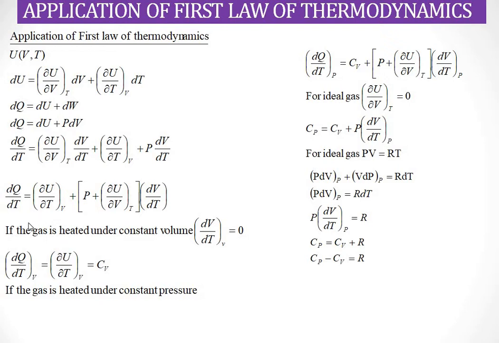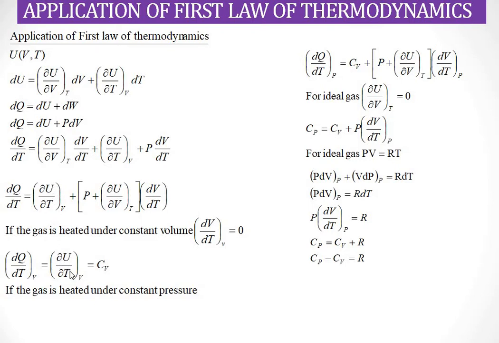Now we are applying the condition. If the gas is heated under constant volume, we have to apply the constant volume condition to this equation. So this term will be dQ/dT at constant volume. The term (∂U/∂T) is already at constant volume in all these equations, plus [p plus (∂U/∂V)] into dV/dT. So what will be dV/dT at constant volume? Constant volume means dV is equal to 0, so this term will vanish. So you will get the expression dQ/dT at constant volume is equal to this term.